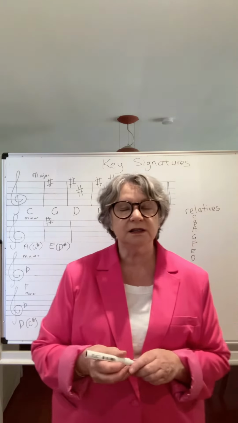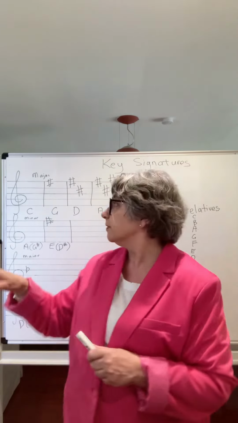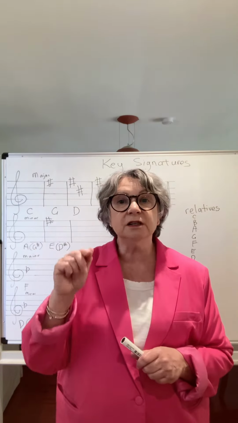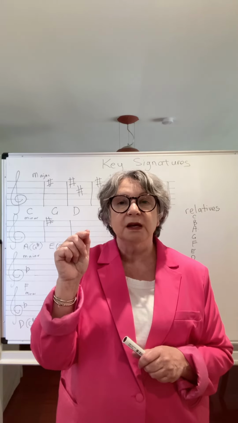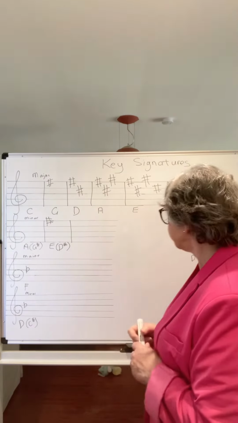I hope the raised 7th makes sense to you. Whatever the note is, say for example in A minor, the 7th note is G. To raise it, we just make it a sharp. So that's how we raise the 7th, written in front of the note.